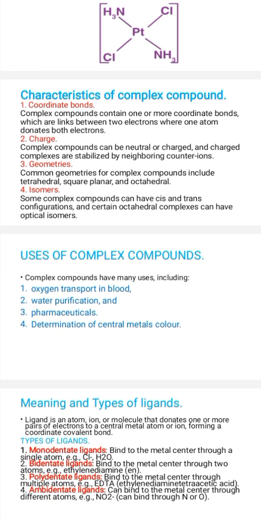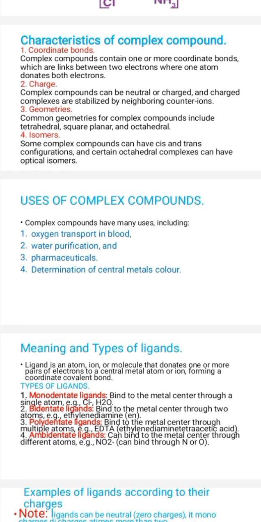The next one is charge. Complex compounds can be neutral or charged, and charged complexes are stabilized by counter ions. Just keep it in mind that complex compounds can be neutral or charged, because so far as the ligands donate electrons to the central metal, typically they are going to be charged. If they want to be neutral, it means that they are going to have neutral ligands. We are still going to look at the ligands to know which ligands are neutral and which ones have charges, because we have ligands as well.